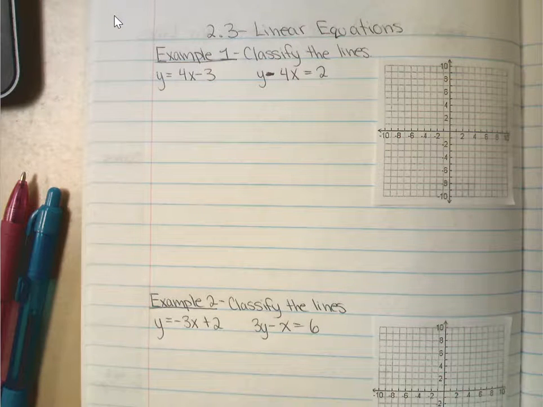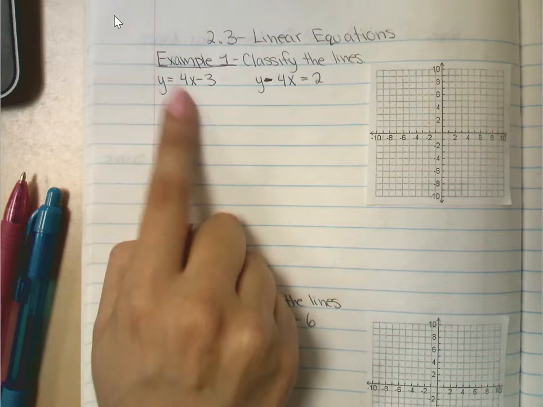All right, for section 2.3, we're working with linear equations, how to write equations and identify them based on their slopes and their y-intercepts. So for the first 4 examples, we're going to classify the lines based on slope and y-intercept. So the first thing you want to do for these examples is you want to graph them.